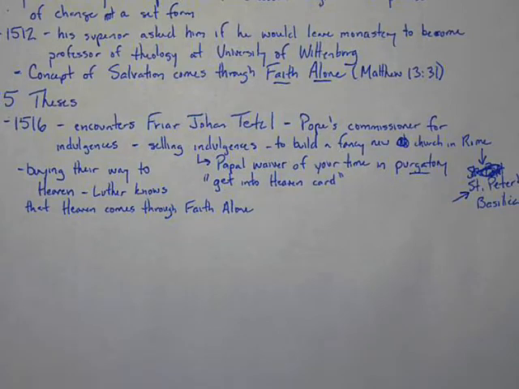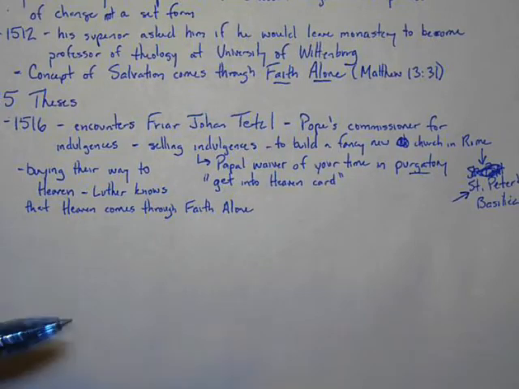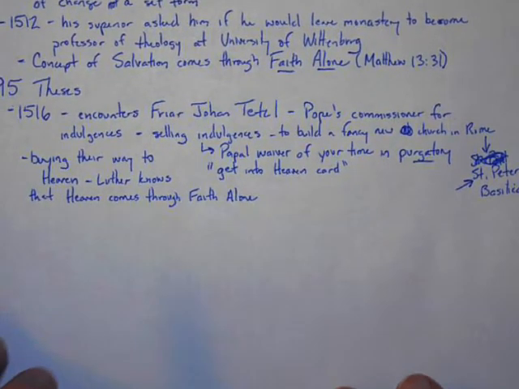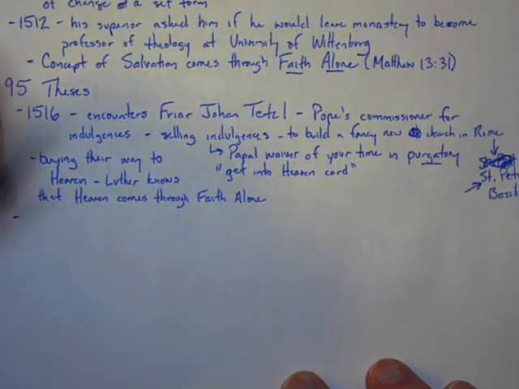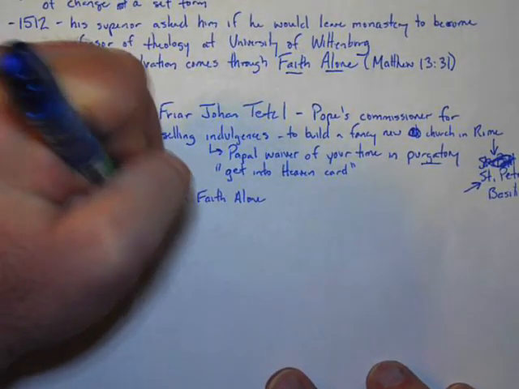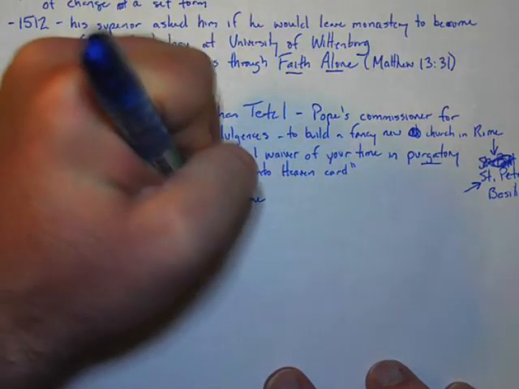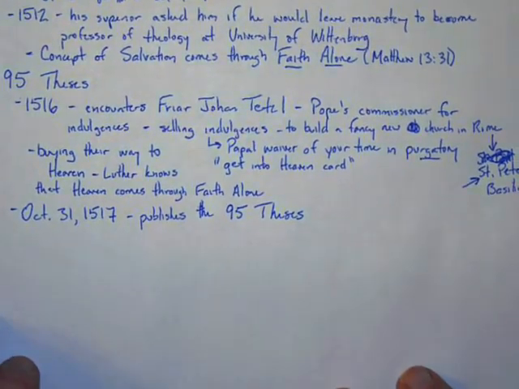So really, only God can decide who goes to heaven. So God decides who has faith, and God gets to decide who goes to heaven, not the Pope, and certainly not Friar Tetzel. It's God that decides, not rich people. It's not their money. God decides if you have faith or not. And so Luther sat down and wrote all of his problems with what the church was doing. And on October 31st, 1517, Luther publishes the 95 Theses.